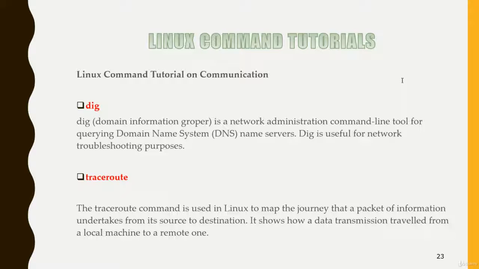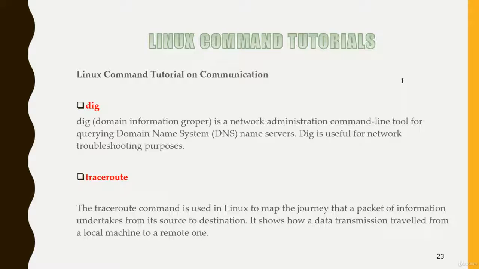So let me try to explain with an example. Suppose I'm sitting on system A and I want to reach some destination server which is placed at a remote location. So what would be the path to reach the destination? That would be told by your traceroute command.